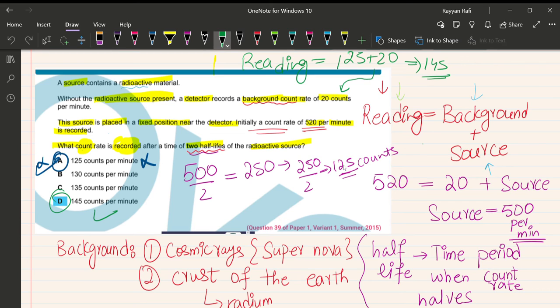Always, always make sure that the background count is always taken into account in your answer, because it is always being checked by the examiner, because it is an important thing to understand in the physical world we live in. Theoretically we cannot understand background count, but physically, whenever we are doing an experiment, there is a chance of error.